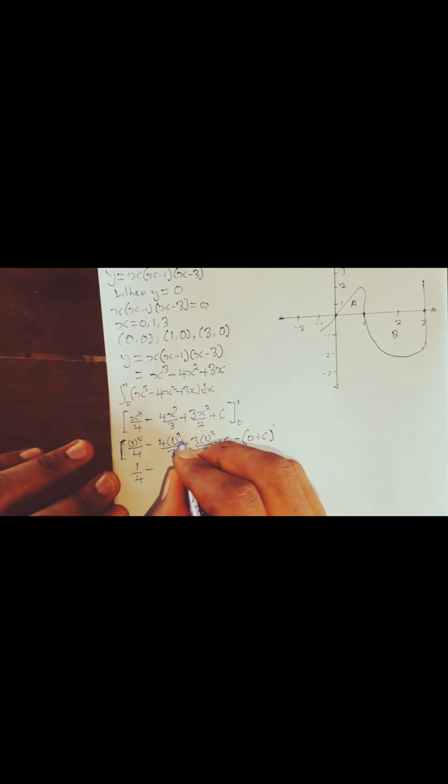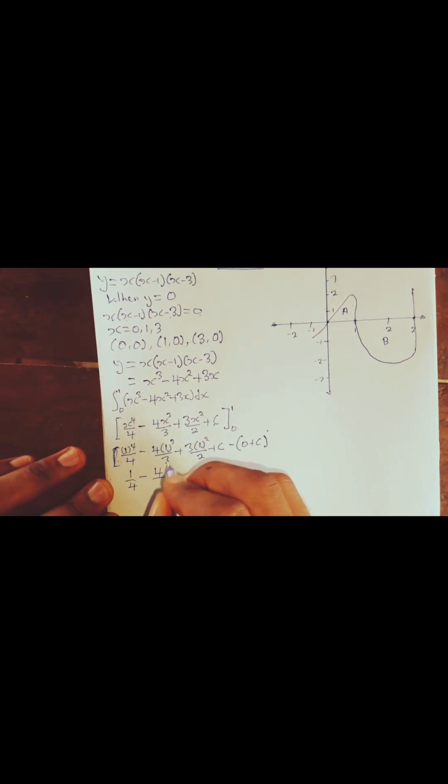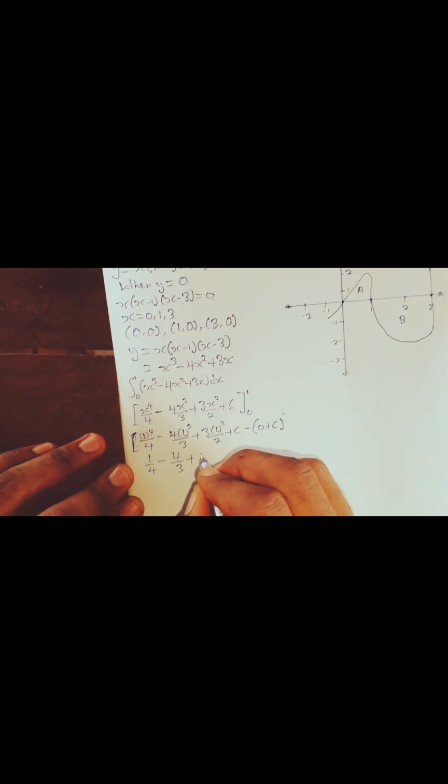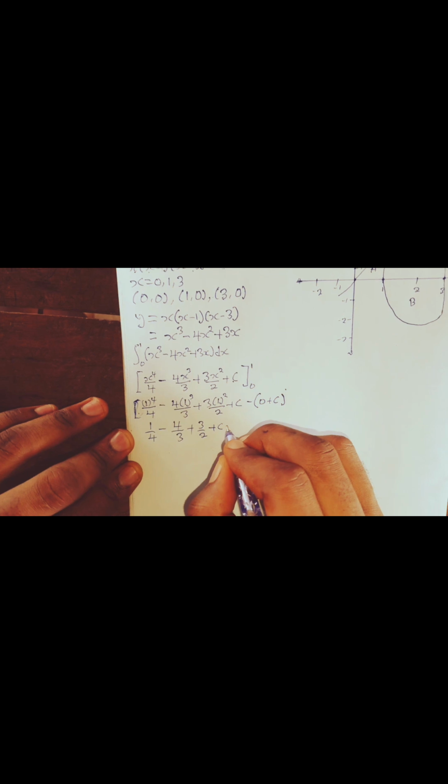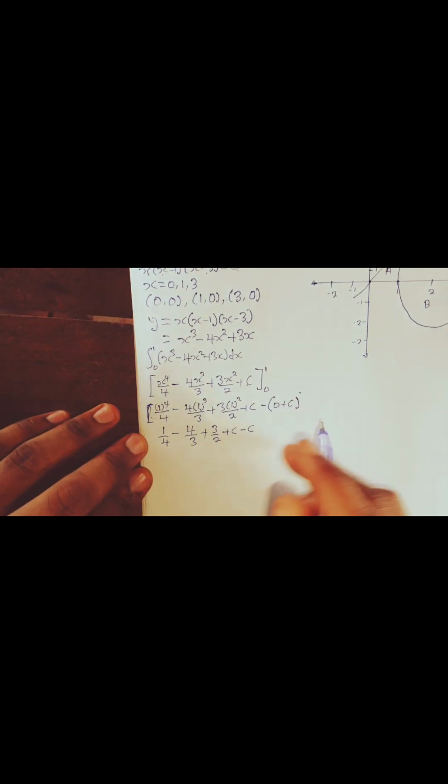So when I expand this, I will now be having 1 power 4 give you 1 out of 4, minus 1 power 3 will give you 1 times 4, which gives 4 out of 3, plus 1 power 2 will give you 1 times 3, 3 out of 2, then plus c minus c. Then that one is going. So I need to solve this.